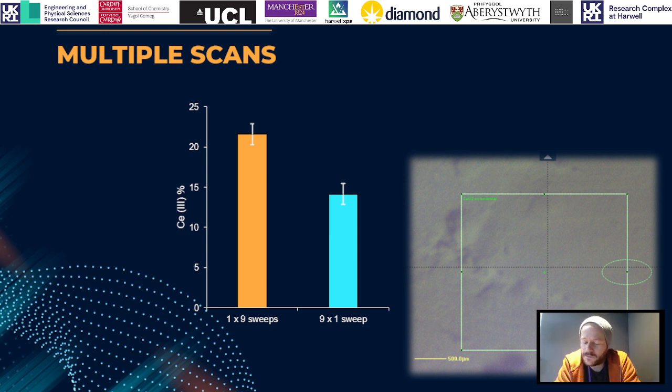But essentially the thought behind this is, if you have a sample that is reducing, and you take one scan from 9 individual areas versus 9 scans from one area, the amount of reduction in the 9x1 sweep is going to be less and more representative of your actual sample.